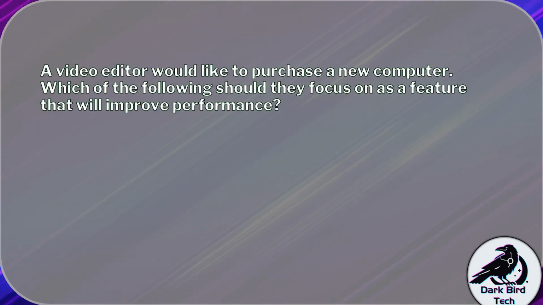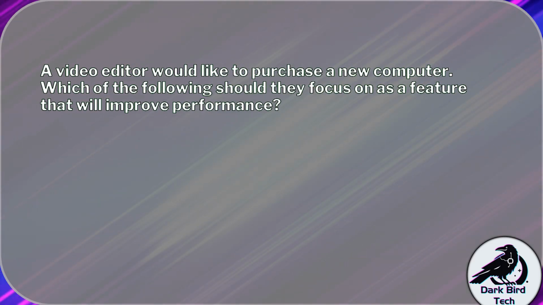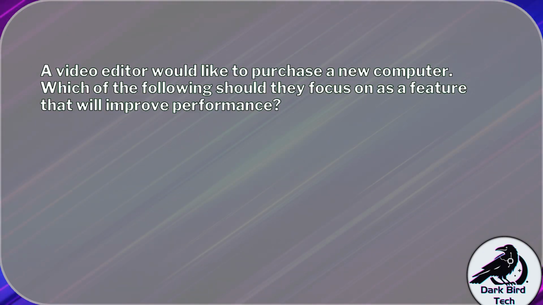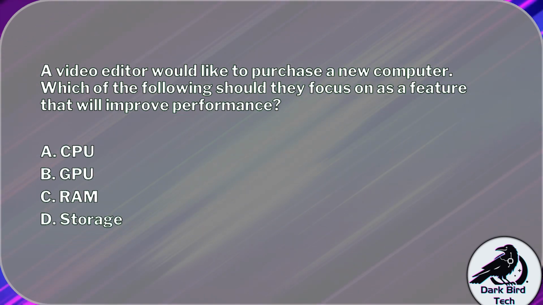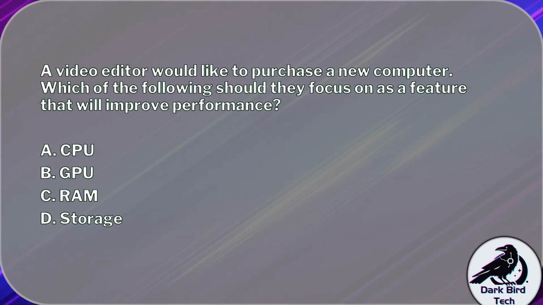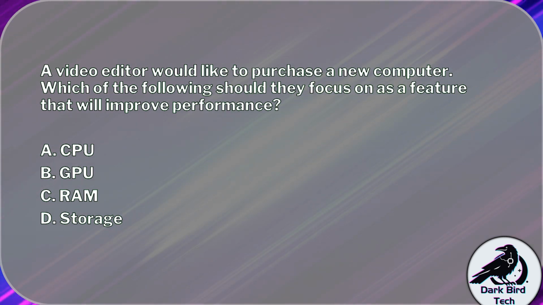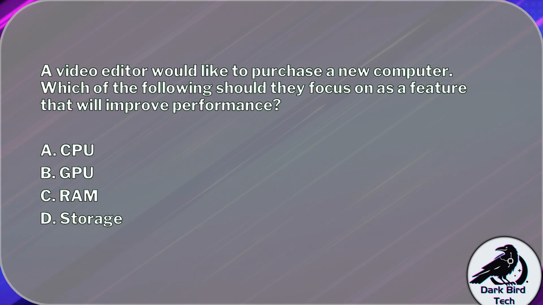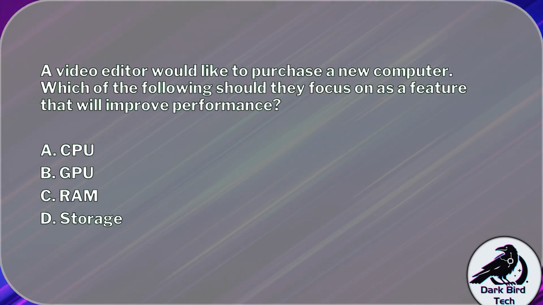Next, a video editor would like to purchase a new computer. Which of the following should they focus on as a feature that will improve performance? So let's see what they're going to list here, and then we'll worry about what's the right or wrong option. So they're listing CPU, GPU, RAM, and storage. 4 key components, but they're not going into details about which kind of component. Basically what they're looking at is, given a certain budget, what should the person try and favor to spend more of their budget on compared to other components?